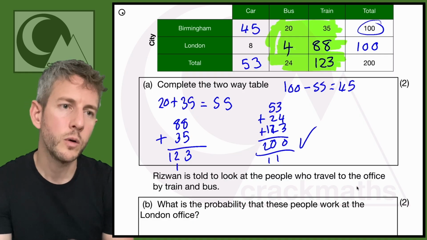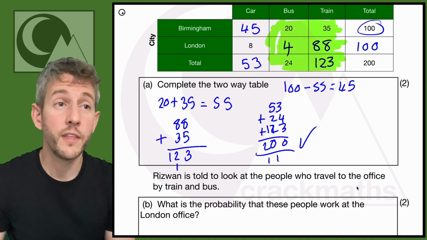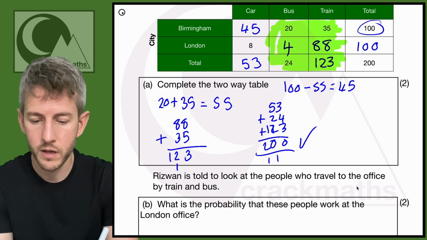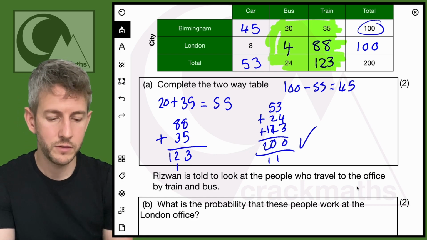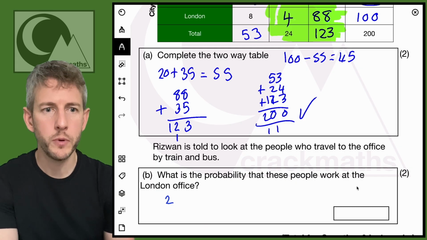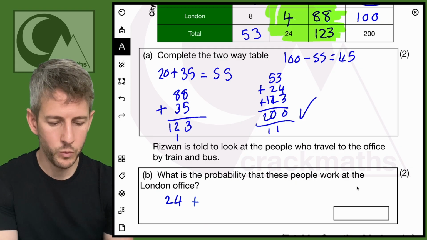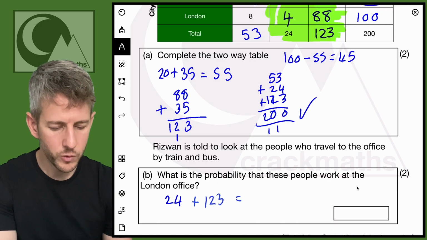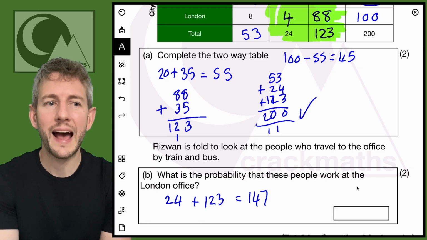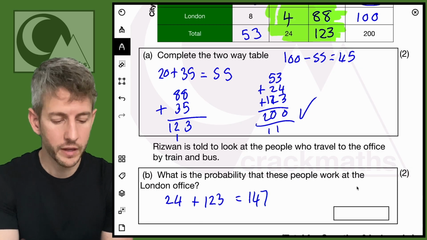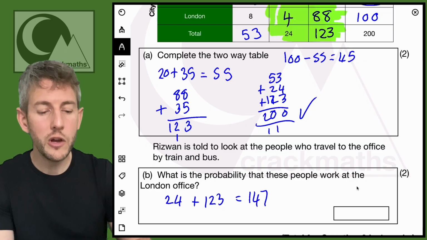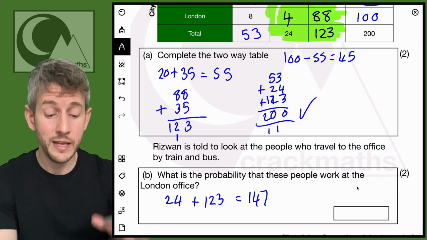Okay, we've been told that we want to look at the people that travelled by train and bus. So my first question is, how many people is that? Right, so we can see that that is going to be 24 people plus the 123 people. That equals 147. So if we're looking at the people that travelled by bus and train, we're looking at 147 people. So now we're looking for the people that live in London.